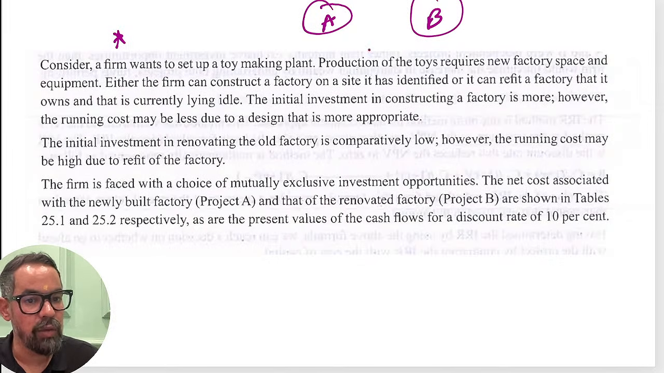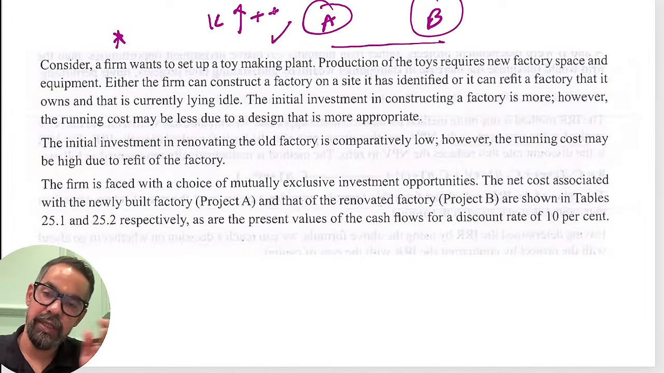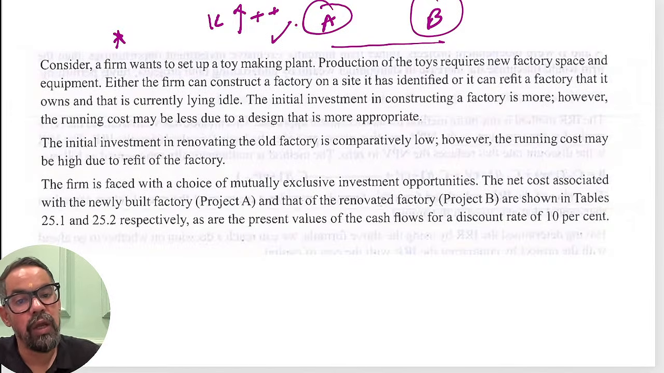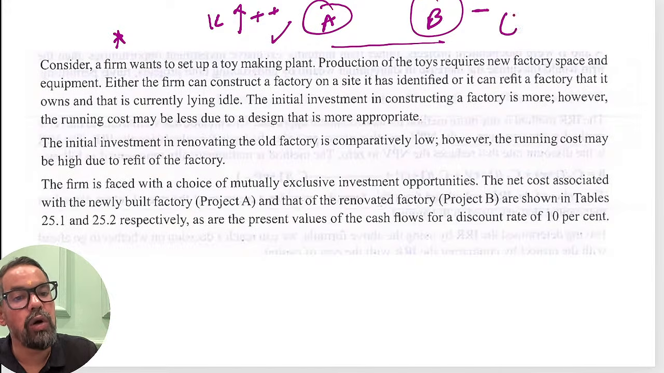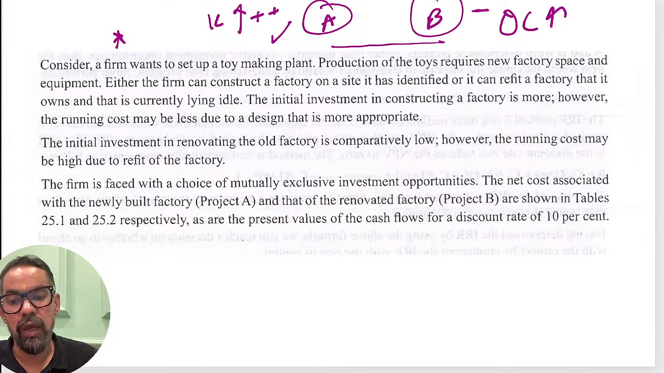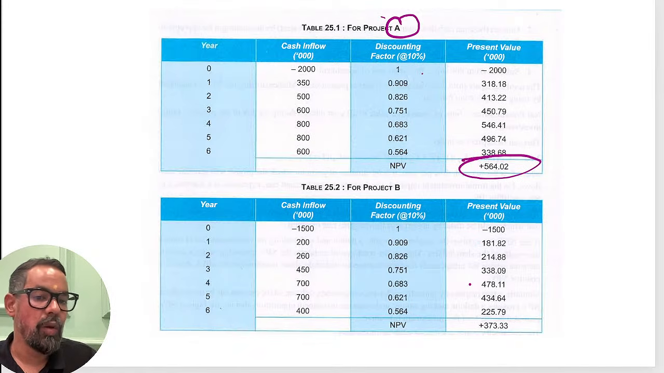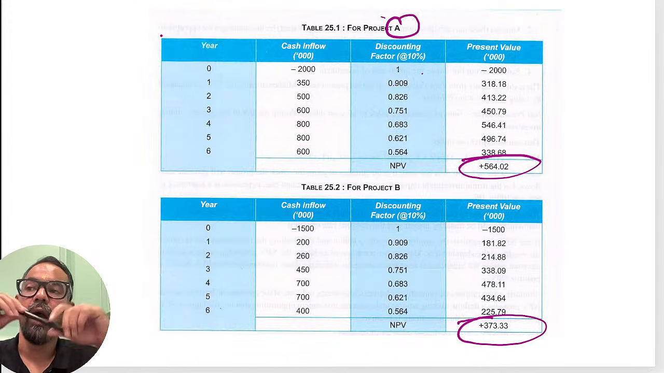So these are the two cases. If you go for a new setup, the initial cost will be high, but you have designed things as per how you want to deliver that product. In the case where you are renovating, you have to adjust, and the operating cost will be high. So now they have given the areas: project A, discount factor, NPV is this; project B, NPV is this.